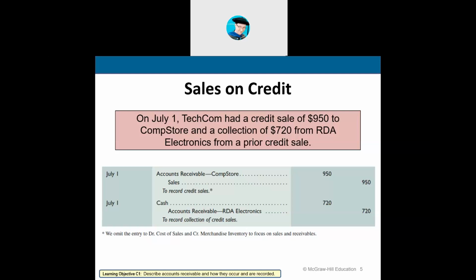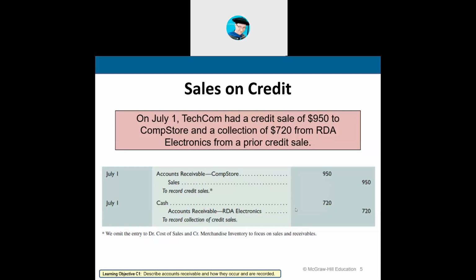Now you'll see that it says accounts receivable dash CompUSA, accounts receivable dash RDA Electronics. These are the names of your customers. The name of the customer dash accounts receivable represents the subsidiary account within accounts receivable for that customer, because earlier we had said we need to have individual accounts for each customer within accounts receivable.